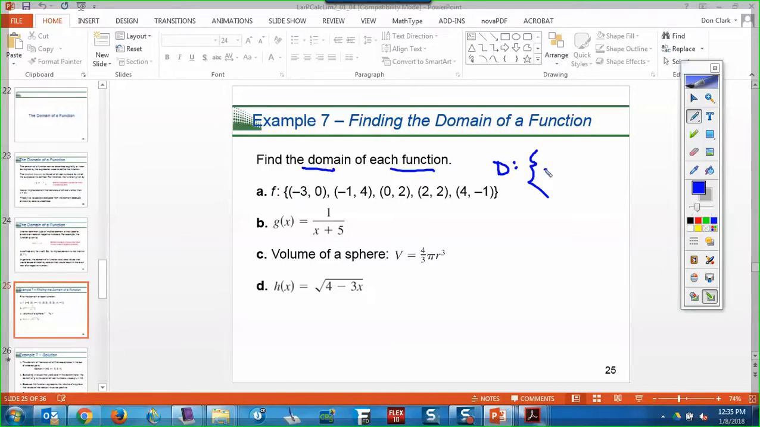What would you write? -3, -1, 0, 2, and 4. You're just writing the x values. Simple as that. Okay, when you have something like that. Okay, on B, what is the domain? In other words, what are we saying? On one like this, this one's easy. What are all the inputs? And they're just listed for you, so that's easy.